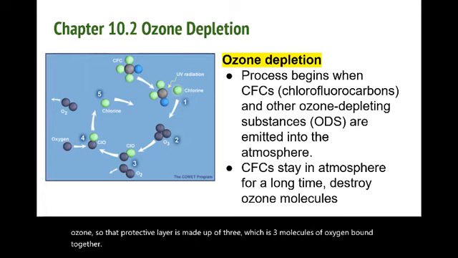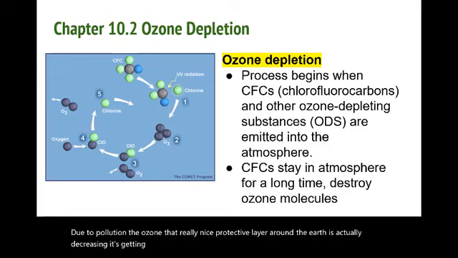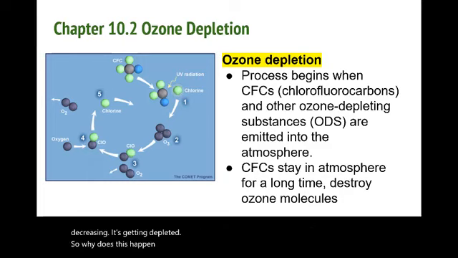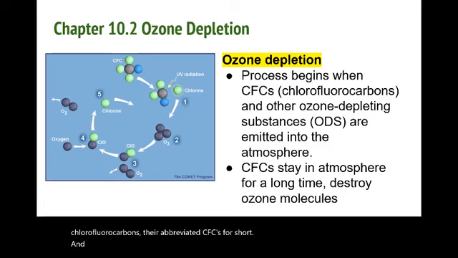So unfortunately, due to pollution, the ozone, that really nice protective layer around the Earth, is actually decreasing. It's getting depleted. So why does this happen, or how does this happen? Well, there are molecules called chlorofluorocarbons. They're abbreviated CFCs for short. And those chlorofluorocarbons get emitted into the atmosphere. When that happens, they actually destroy the ozone.